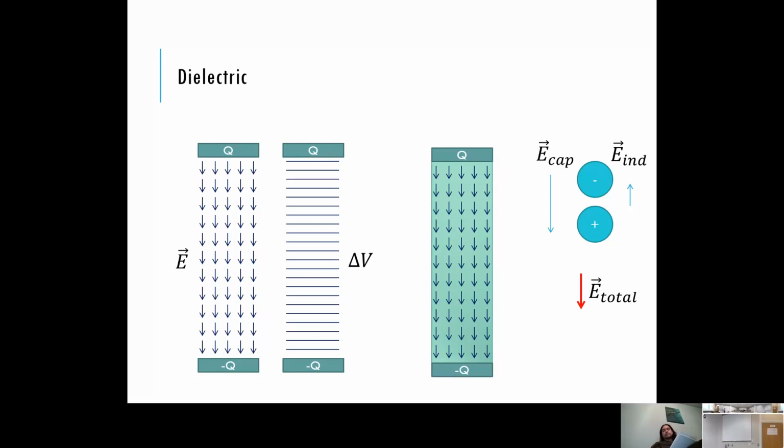What can you tell me about the spacing of the equipotential lines? If the electric field has decreased, what happens to the spacing of the equipotential lines? Go ahead, talk to your neighbor. Get an idea. If the electric field between the capacitor plates has decreased, what can you tell me about the spacing of the equipotential lines?